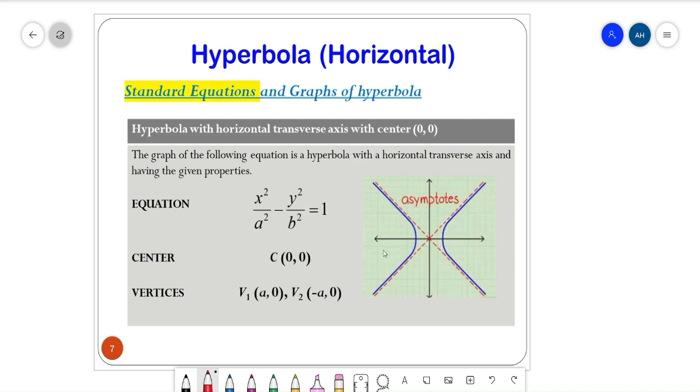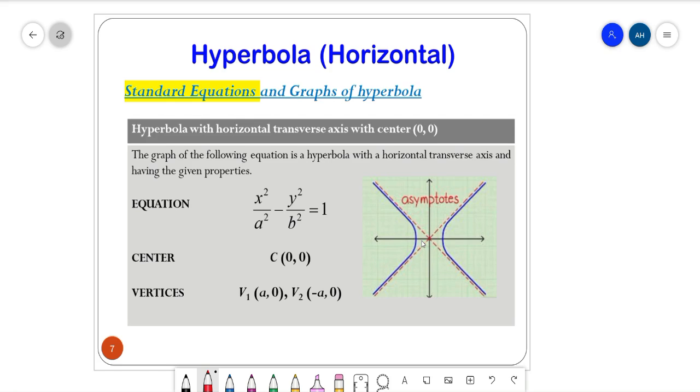See, horizontal transverse axis. That's why we see here a hyperbola with horizontal transverse axis with center at 0, 0. That is at the origin. The center is at the origin and the graph has a horizontal transverse axis. So when we talk about the orientation of a hyperbola, we always refer to the transverse axis, whether it is horizontal or vertical.